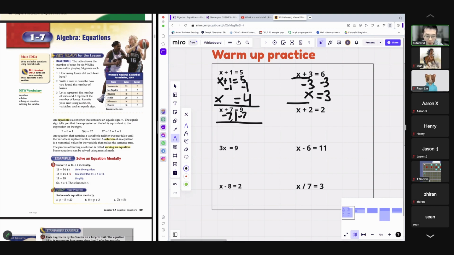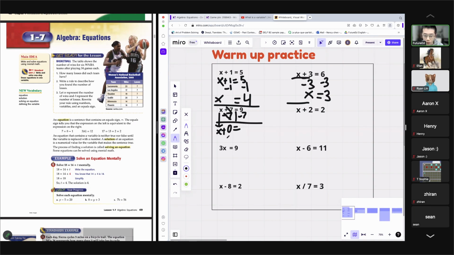x plus 7 minus 7. The 7s cancel out, right? Positive 7 minus 7 becomes a 0. But we also need to drop down the x. We didn't touch it, so the x comes down untouched. We have x plus 0, which is the same as x. And what's 9 minus 7?